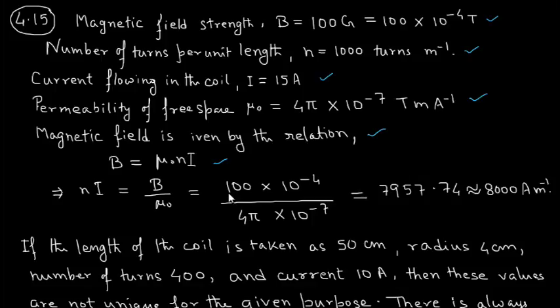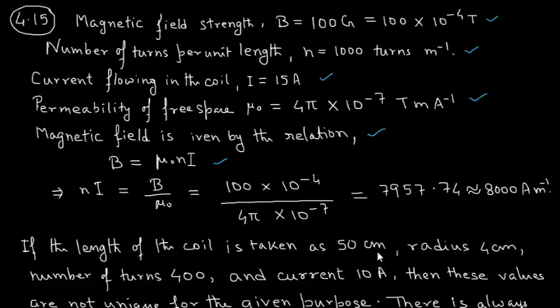There was a small correction. Magnetic field is given by the relation B is equal to mu naught n I. Therefore, nI is equal to B upon mu naught. Putting the values, we get 100 multiplied by 10 to the power minus 4 upon 4 pi multiplied by 10 to the power minus 7. Upon solving, we get 7957.74, which is approximately equal to 8000 ampere per meter.